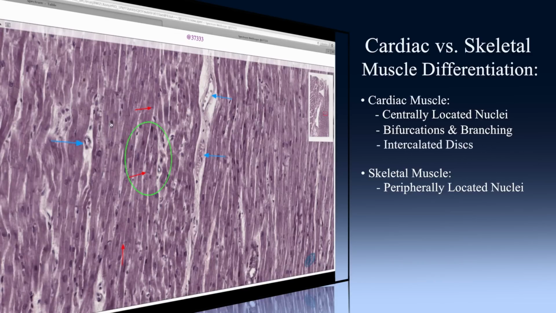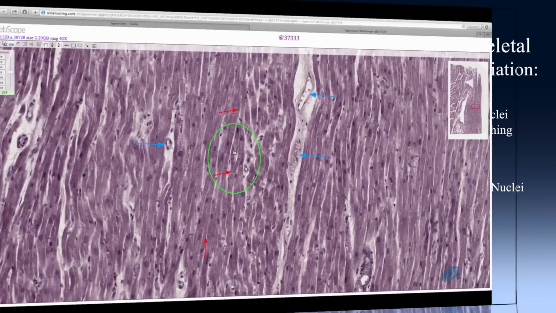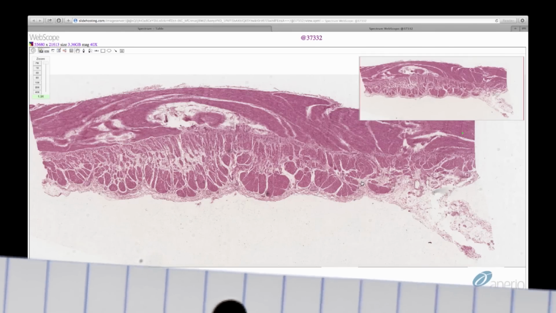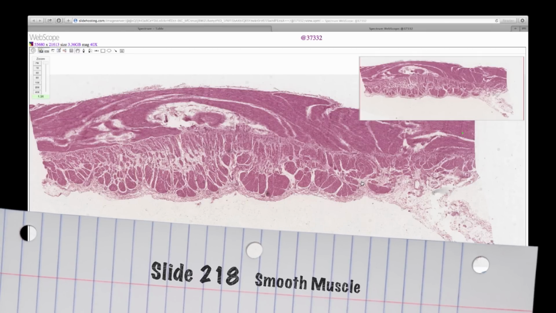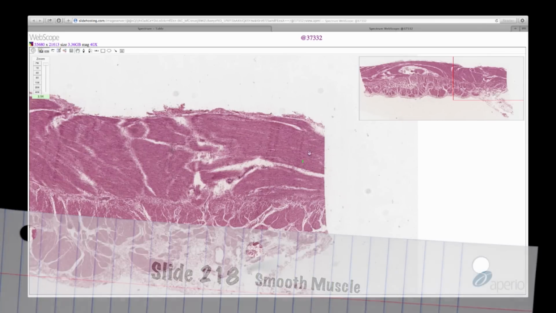Cardiac muscle cells can bifurcate and form branches. Only cardiac myocytes contain intercalated discs. We are now looking at slide 218, which is smooth muscle prepared with an H&E stain. Let's examine a longitudinal section of smooth muscle.